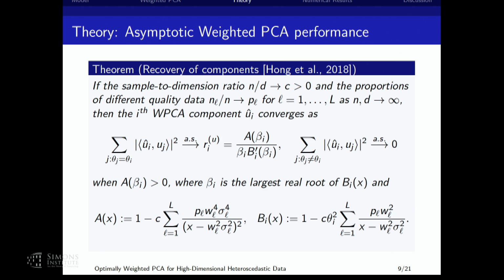And if the two subspace amplitudes are not the same, then it should be orthogonal, in the limit. So this holds. Again, we have a phase transition when this quantity is strictly positive. And this A, B, and beta are defined in this way. We have two somewhat simple rational functions of x, the weights, the proportions, the noise variances, and the sample to dimension ratio, and the amplitude.